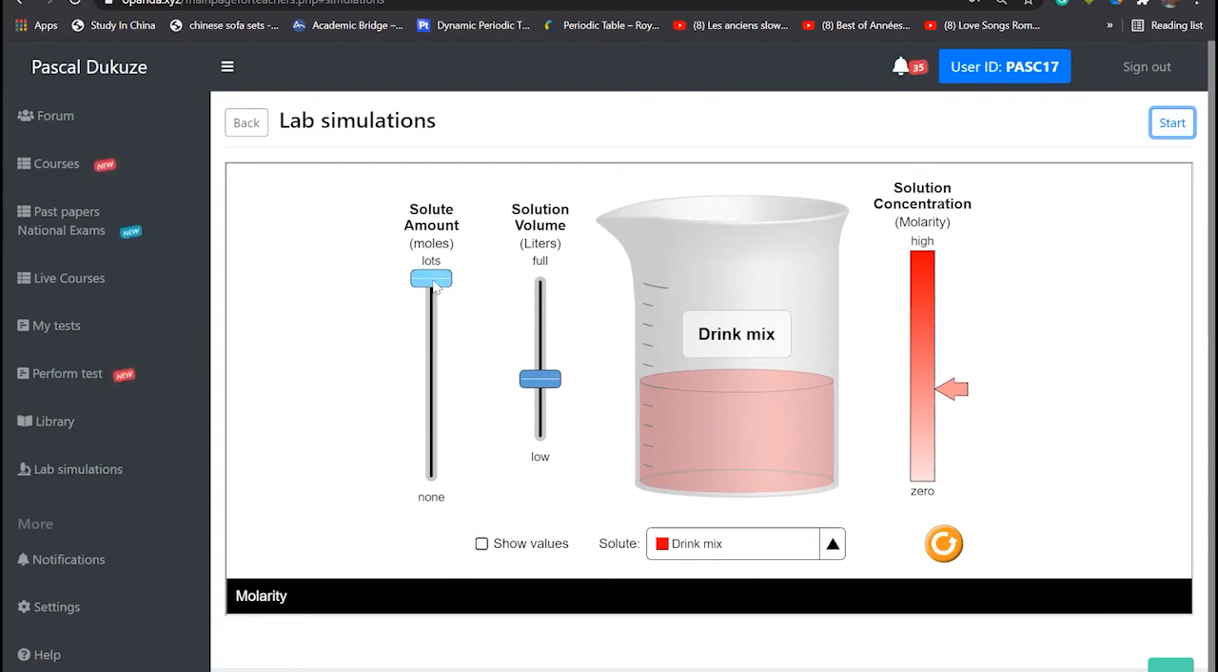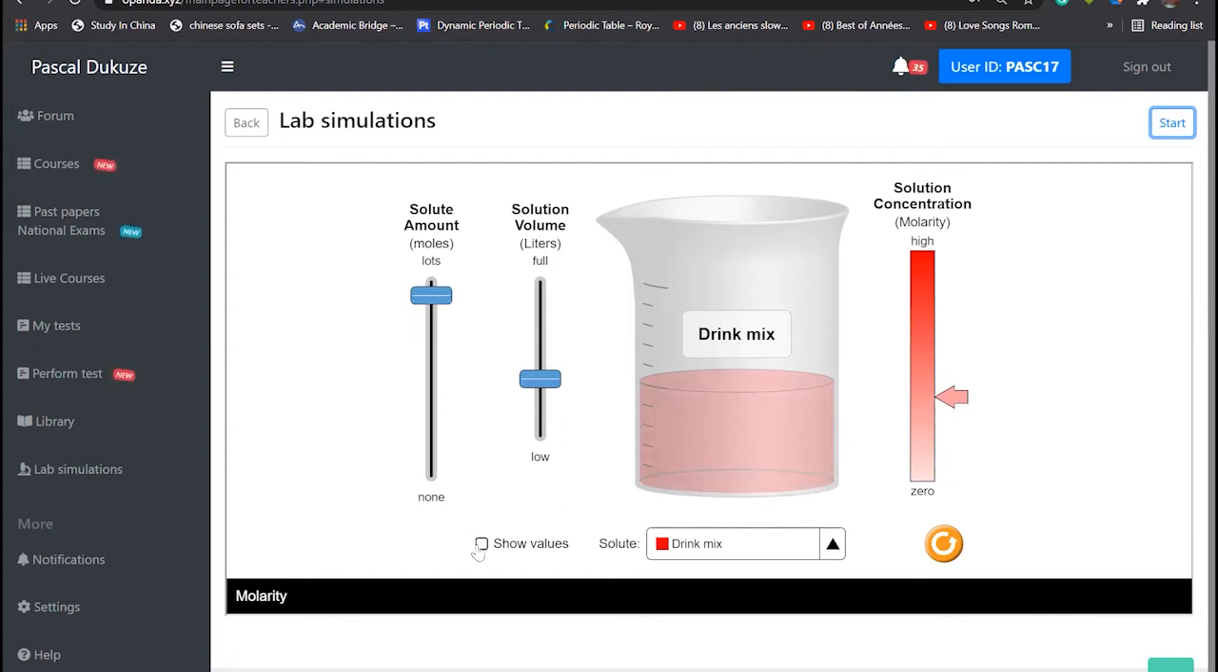Let's have a look again. Reducing the amount of solute, we are also reducing the concentration, the molarity. Look, we reduce the concentration as we reduce the amount. Remember, the concentration is number of moles per volume. So as we reduce the number of moles, we also reduce the molarity, as well as changing the color. Increasing makes the color darker.